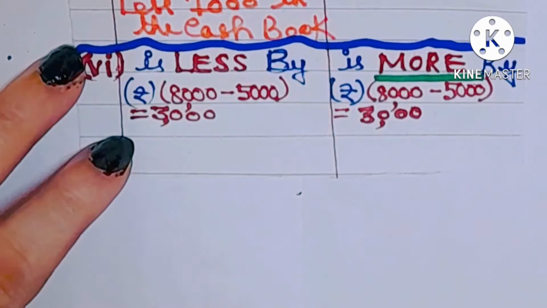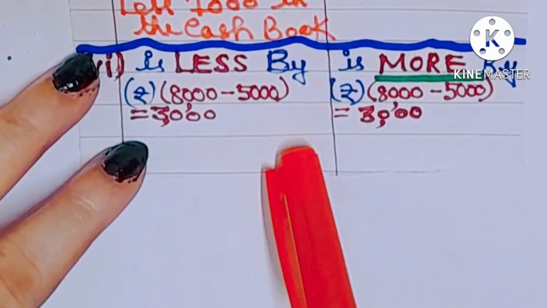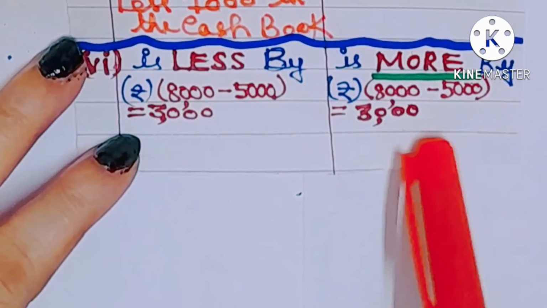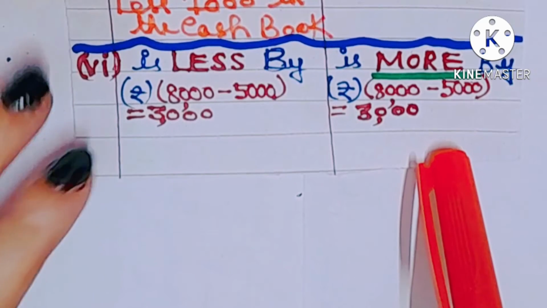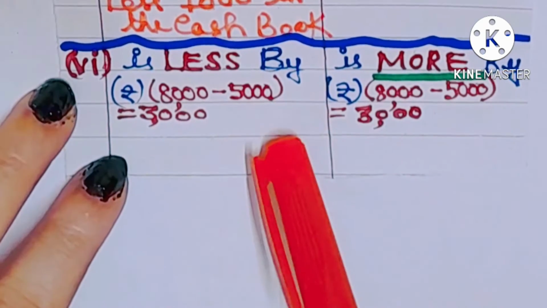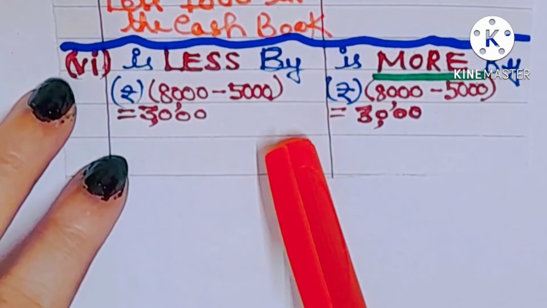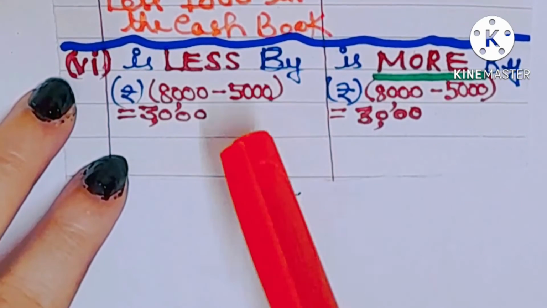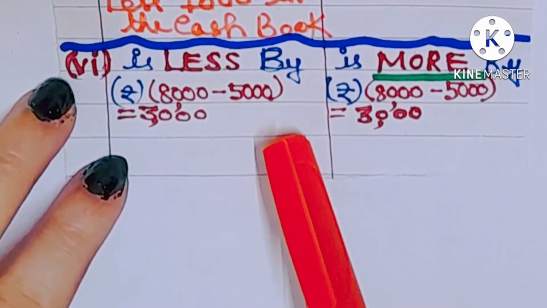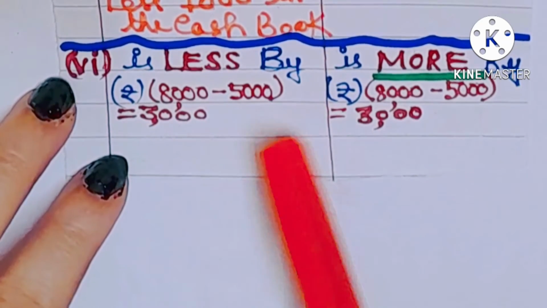Understood? But we cannot touch passbook since passbook is not given in the problem. We can only make changes in the cash book. Whatever changes we are going to make, we are going to make it in the cash book. You can add or you can deduct, but whatever changes you are going to make, you have to make it in the cash book.